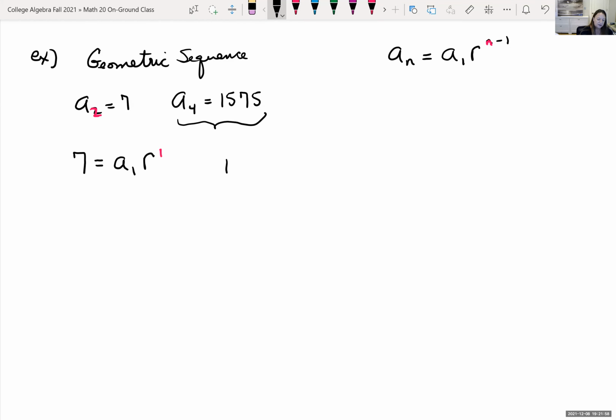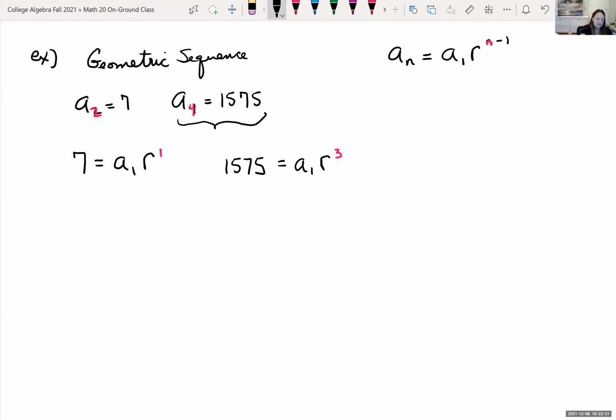So we know we have 1,575 is equal to the first term, a sub 1, r raised to the n minus 1 power. So n in our case for a sub 4 is 4. So 4 minus 1 power is a 3. There's a couple ways that we can approach this. I think the easiest way to approach this is let's divide one equation by the other equation. And if we do that, then our a sub 1 would cancel out.